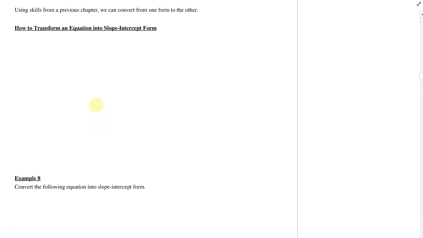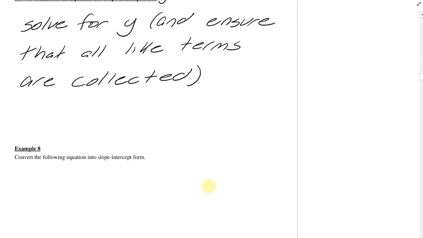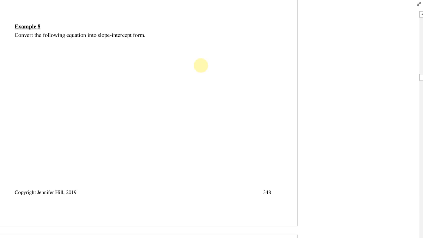And one skill that's really handy to have is to be able to transform one form of a line into another form. So let's start with how you transform an equation into the slope-intercept form. So remember, the slope-intercept form is just y equals mx plus b. The solution for how to do this is actually right in the form. Basically, look at what's isolated. The y is isolated, so basically all you have to do is solve for y. You maybe have to ensure that like terms are collected, but honestly, if you're just solving for y in a formula, you're probably good to go.